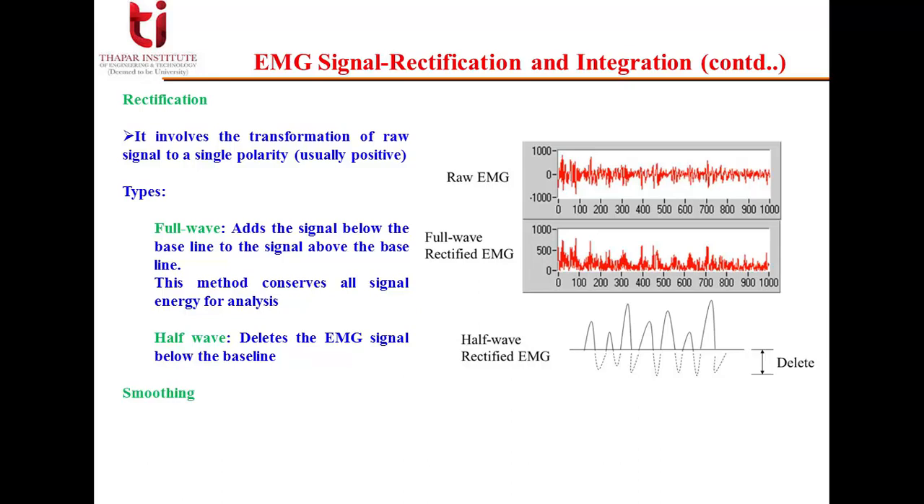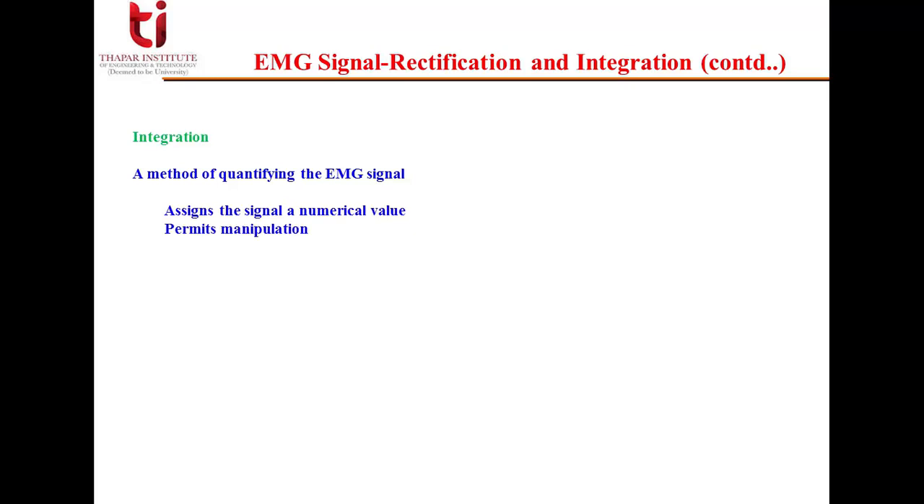The next step after rectification is smoothing. Basically, to eliminate peaks and valleys or high frequency fluctuations, we do one more step in between, that is smoothing. Now next is integration. Once the signal is rectified, a method of quantifying the EMG signal is integration. It assigns a numerical value to the signal. It also permits manipulation. Basically, it forms a linear envelope procedure to measure the area under a curve for a specified period of time.